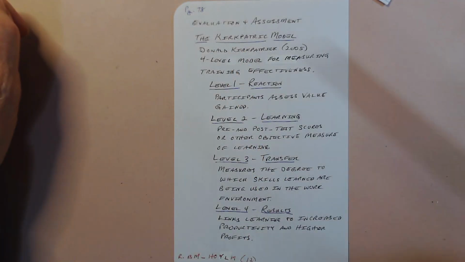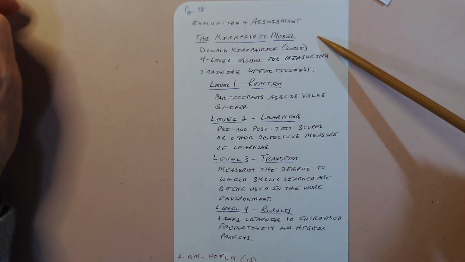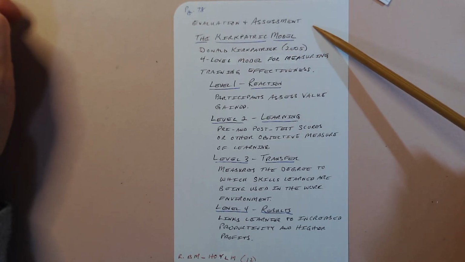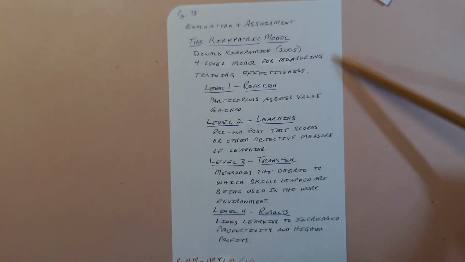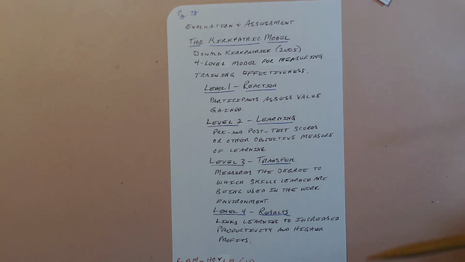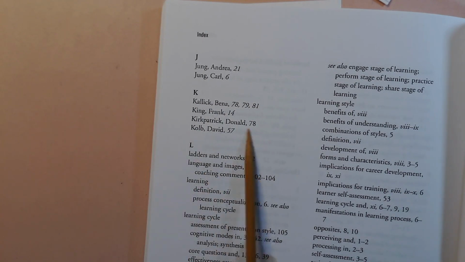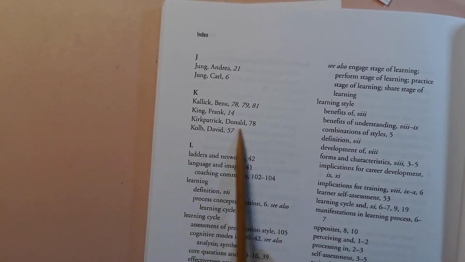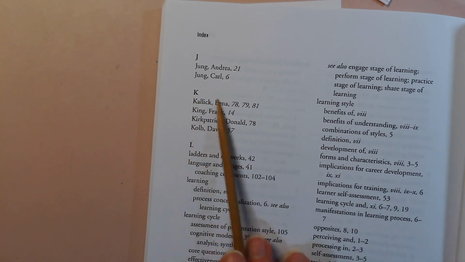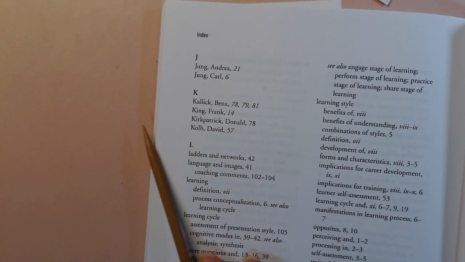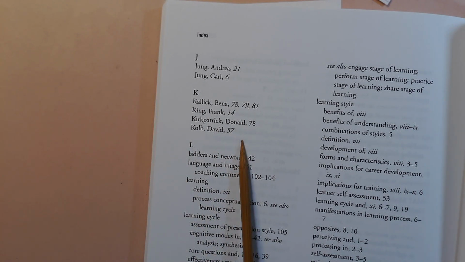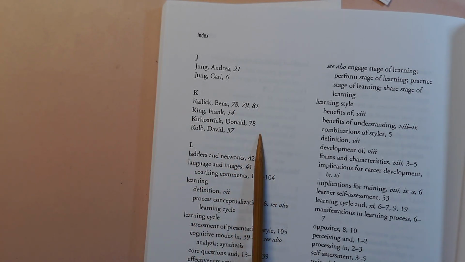Chief among them is this term, the Kirkpatrick model for evaluation and assessment. And the reason I didn't pick that up out of the index is quite simple. There's no mention of a Kirkpatrick method. There's only a person. And there's a bunch of other people whose last names began with K. And so I did not pick this up as being a key term.